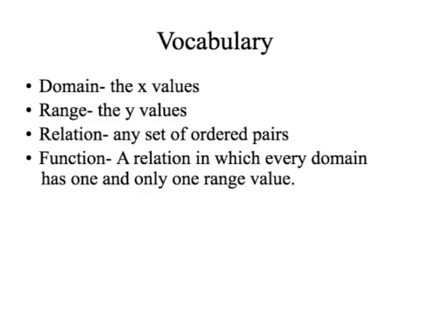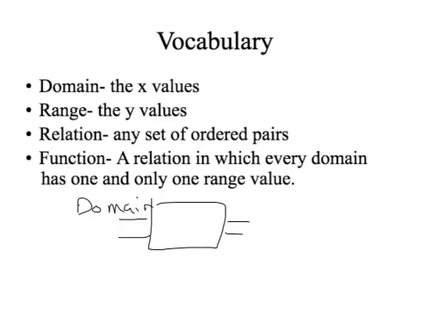So every x can only have one y value. How this was taught to me when I was in high school is you have to think of a function as a machine. So if we have our machine here, this would be the beginning would be our domain, and the end would be our range, or our output. Domain would be input, range would be output.